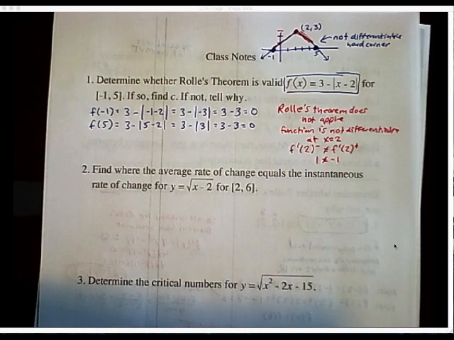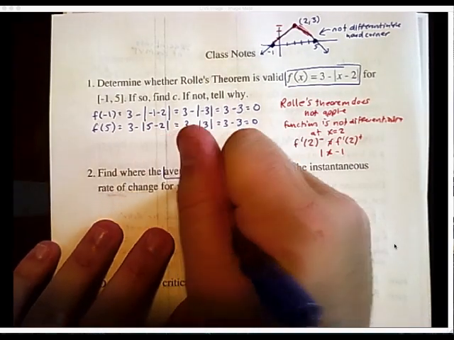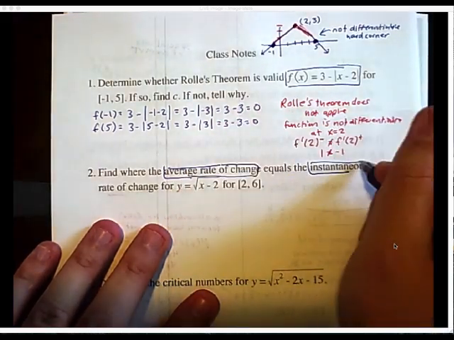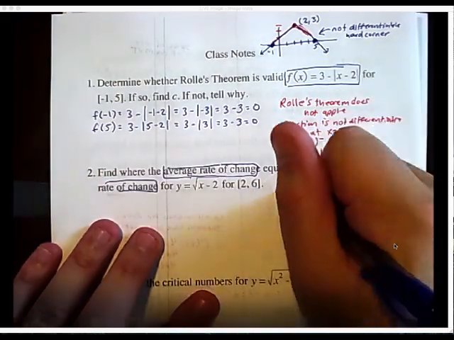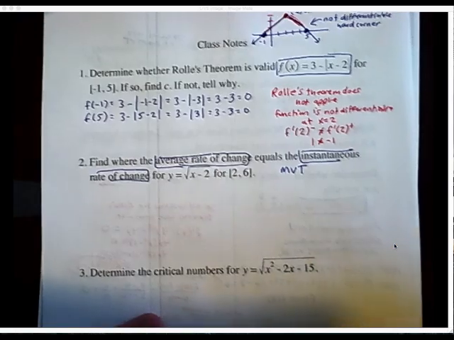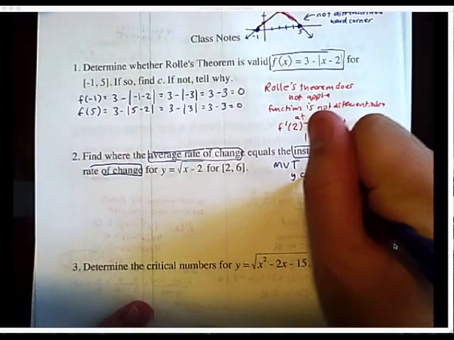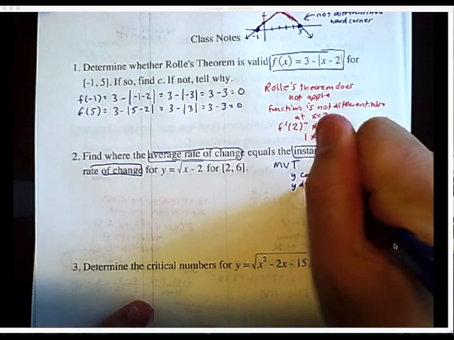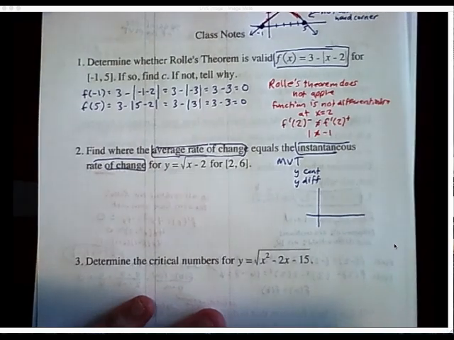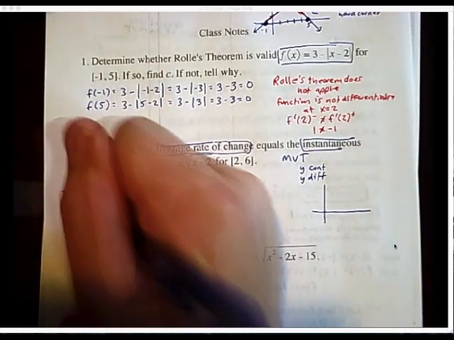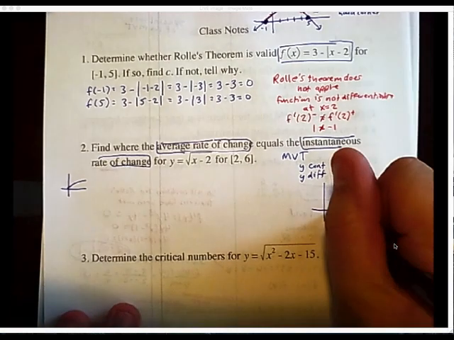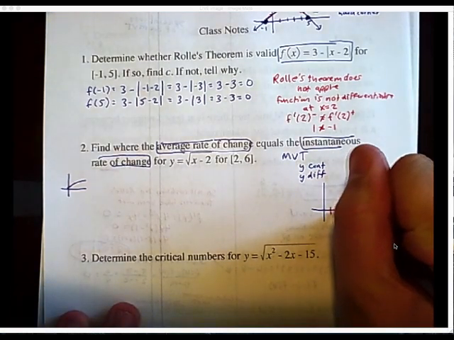Okay, let's look at number 2. It says find where the average rate of change equals the instantaneous rate of change. So this is an example of the mean value theorem. So for this to hold, what do you know? That means y needs to be continuous and y needs to be differentiable. If you remember what that curve looks like, a regular square root curve looks like that. And if it's an x minus 2 in the parentheses, all that does is shift it 2 units to the right.